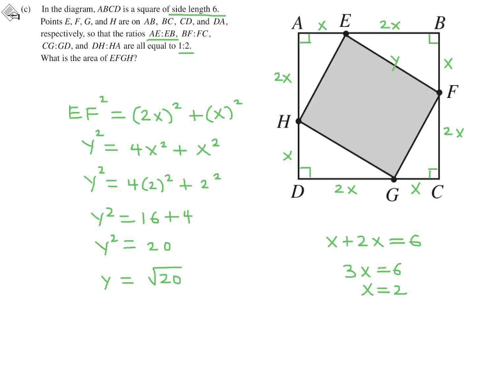Now if you calculate these sides, they're all y. So therefore that is a square. And the area of, therefore, that square, and E, F, G, H are the vertices, will be just y times y, which is y squared, and y squared is equal to 20.